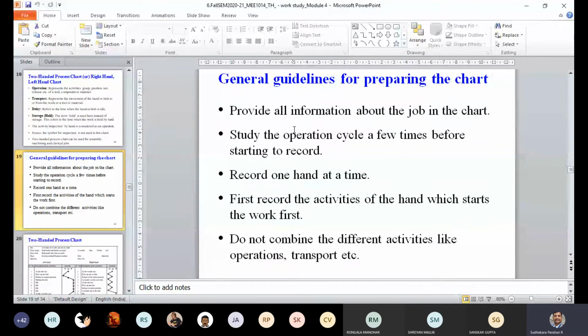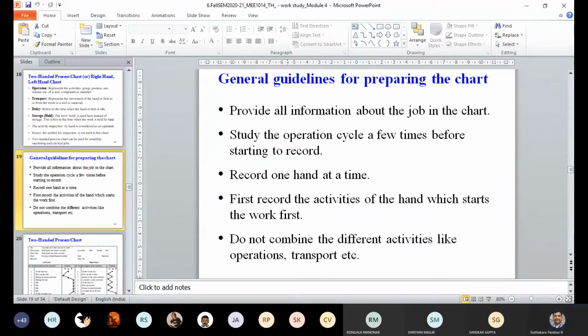General guidelines are also given, like provide all information about the job in the chart. Study the operation cycle a few times before starting to record. You should know the steps right from beginning till end. Like in the previous flow process chart, where you listed down several activities, here also you are going to list down activities for both right hand as well as left hand separately. In the case of the flow process chart, you listed all the activities in one list, whereas in the two-handed chart you are going to list them separately, so that you know before starting itself.